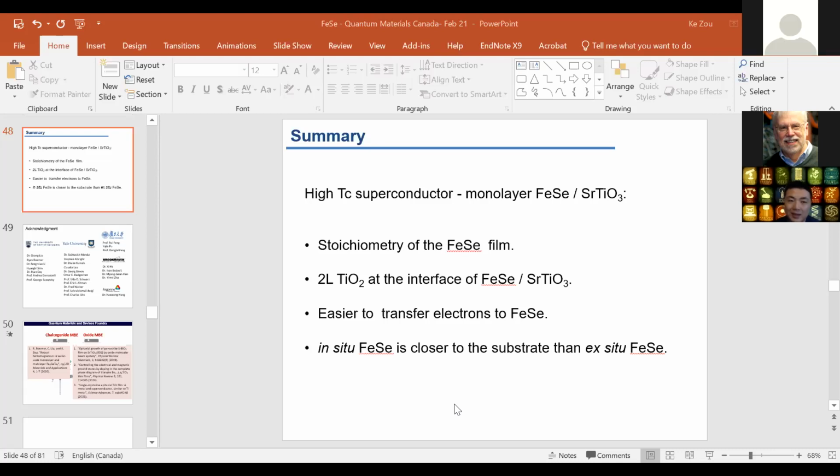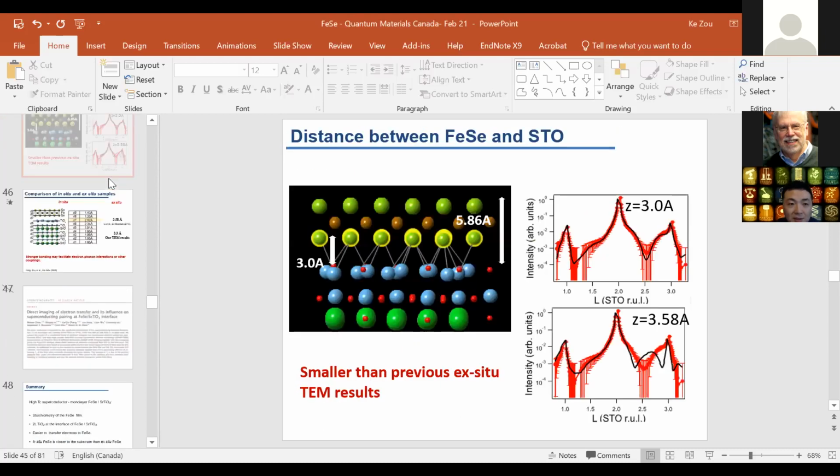But later we actually did more repeated measurements, and we do see a hint of it. In fact, actually, we should go back.